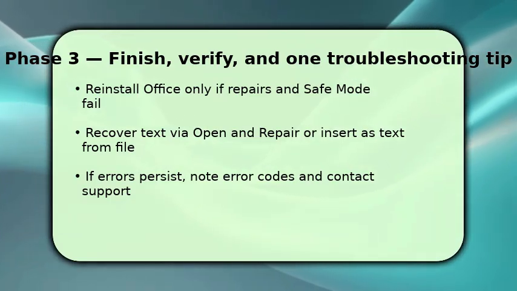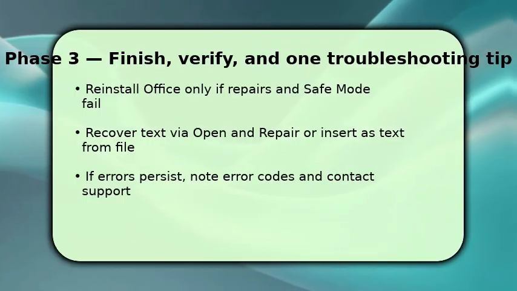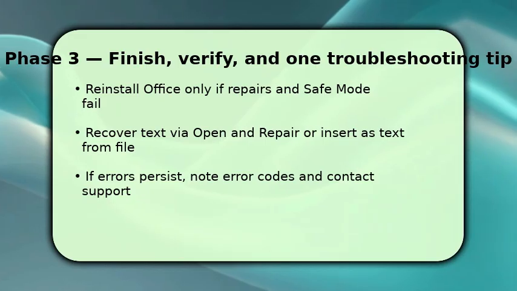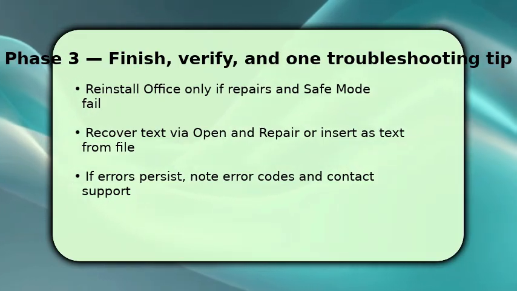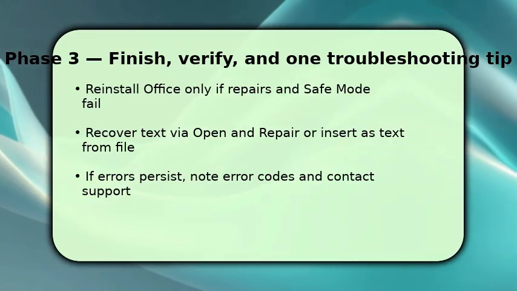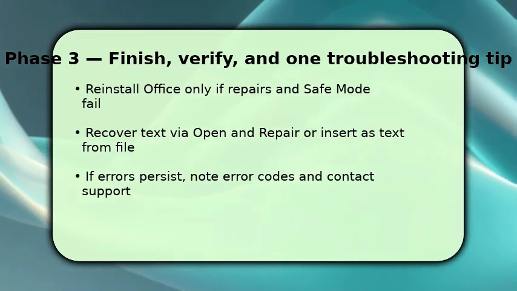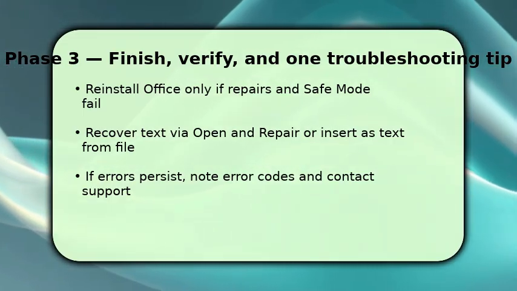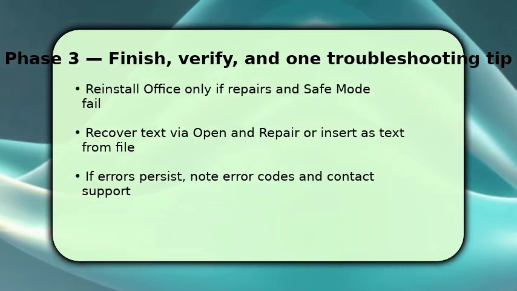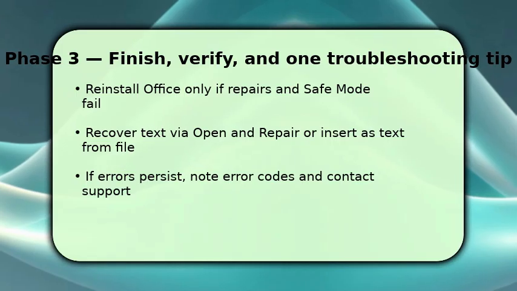If corruption remains, use Open and Repair on the file, or insert the document as text into a new file to recover content. Only reinstall Office if repairs and safe mode diagnostics fail. Make sure to test printing, saving, and templates. If things go wrong, capture exact error codes and steps you tried, so you can escalate with clear details to support or a technician.